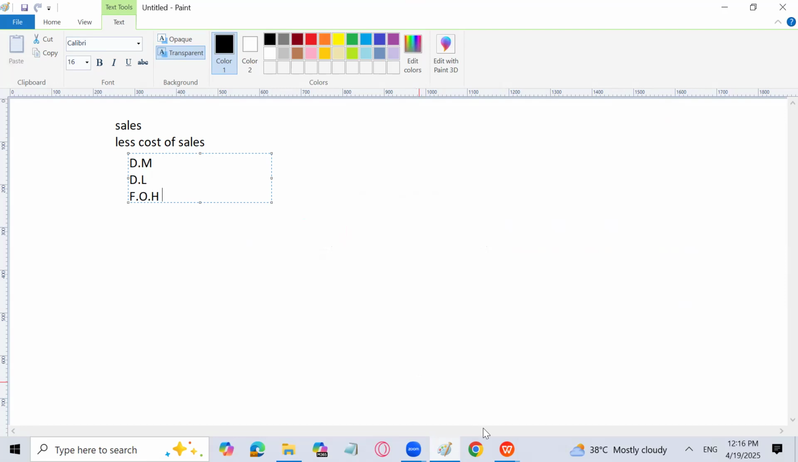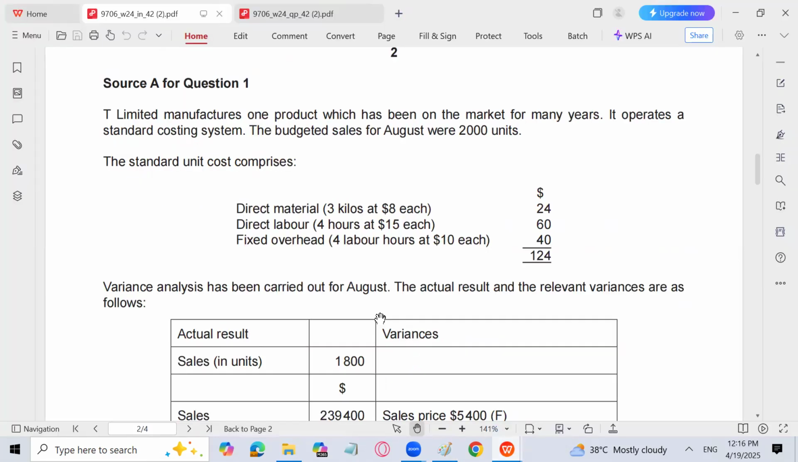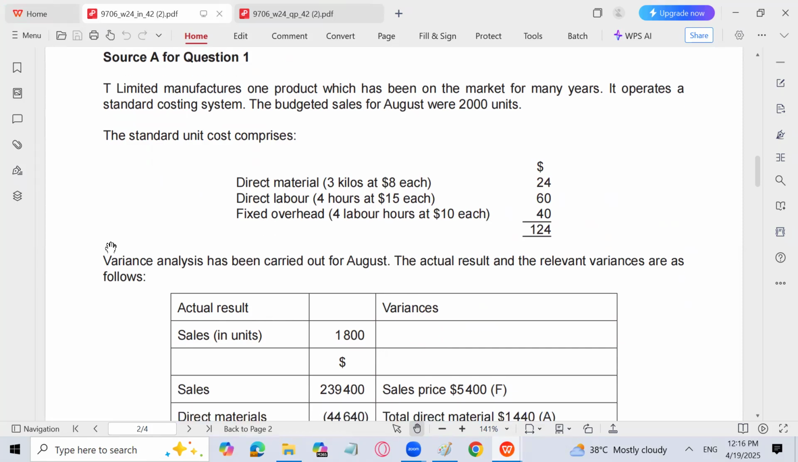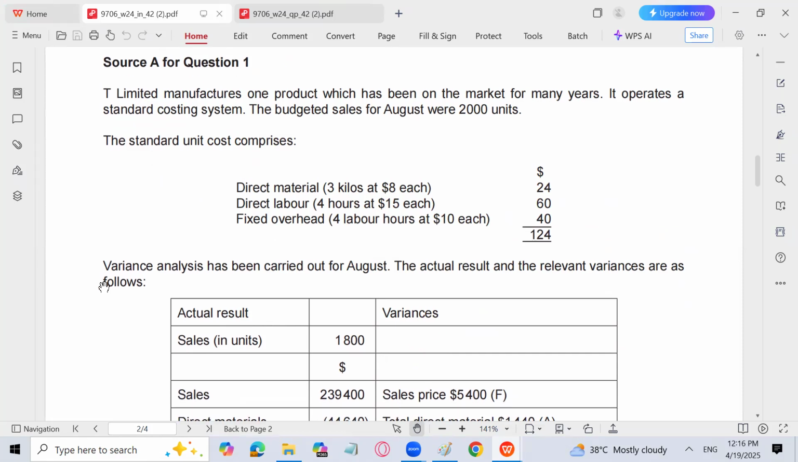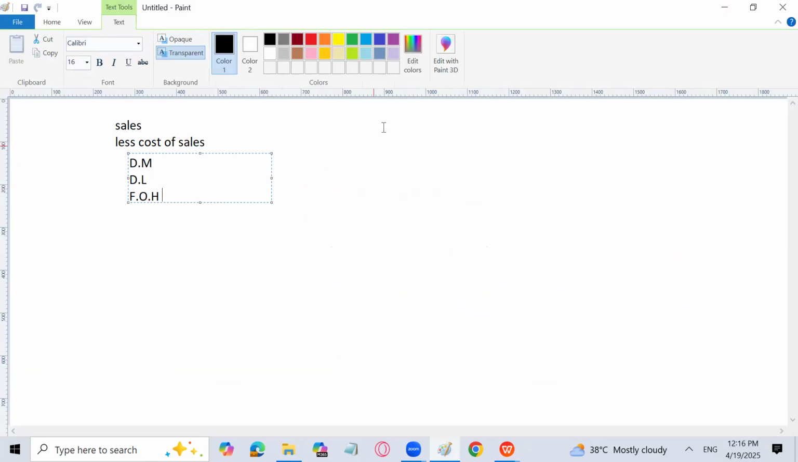Okay. So first, let's talk about the sales first. Sales are going to be 1800 units and the standard selling price is not given in the question. So that is a big problem, because the standard selling price is not given in the question. But we have sales price variance. So through this variance, we will use the formula of sales price variance and we can find the standard selling price, which is not given in the budgeted data currently available. So let's calculate that.